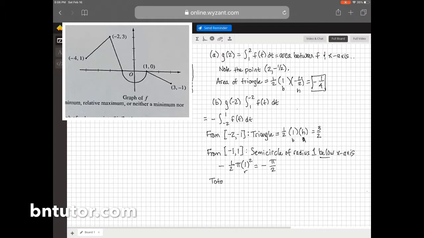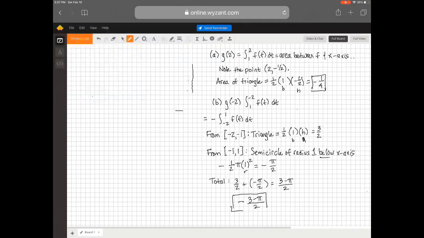We can put these two answers together to get 3 halves plus -pi/2, a total of 3 minus pi/2. And then, remembering that we had a negative sign in front, the final answer is -3 minus pi/2.